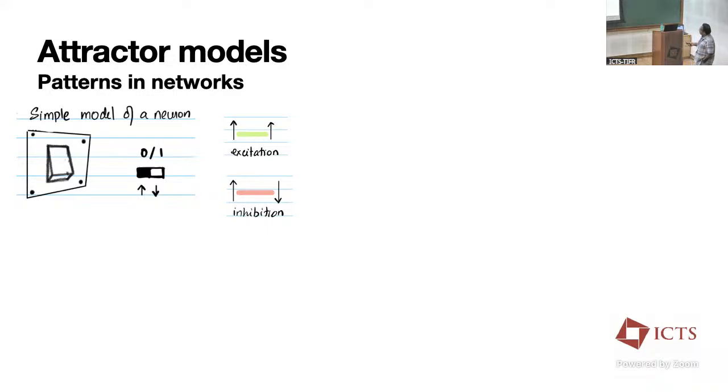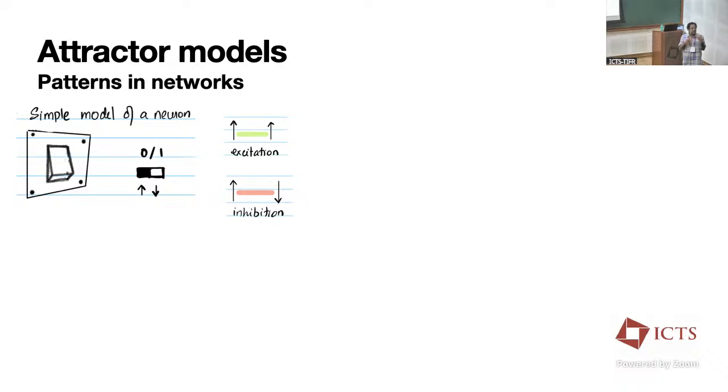So there are two kinds of interaction that you can have between neurons. One kind of interaction is excitation. So if one neuron excites the other neuron, it has a tendency to drive that neuron to fire, right? If one neuron is on, it's going to drive the other neuron to be on. The other kind of connectivity that you can have between neurons is inhibition.